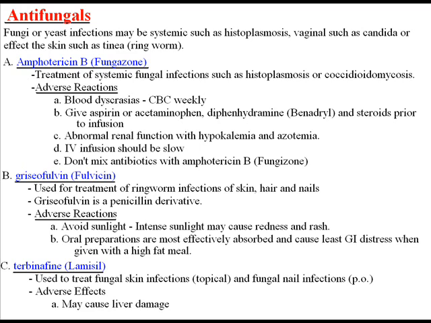Amphotericin B, also known as Fungizone, is the first drug in this category that I'll cover. This one is used for the treatment of systemic fungal infections, such as histoplasmosis or coccidioidomycosis.